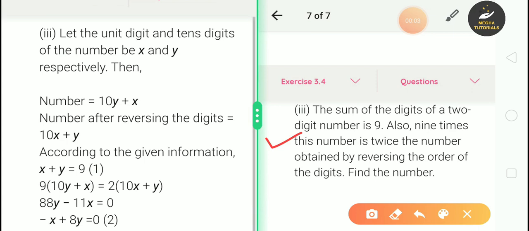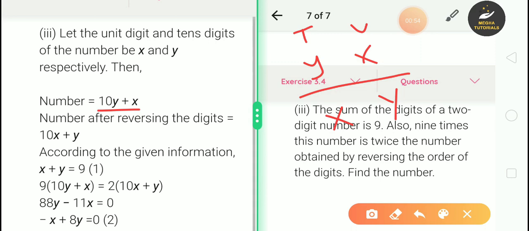Question 3. The sum of the digits of a 2-digit number is 9. Also 9 times this number is twice the number obtained by reversing the order of the digits. So find the number. Okay. Let the unit digit and tens digit of the number be x and y. So unit digit is x and tens digit is y. Then the original number will be 10y plus x. And if you reverse the digits, it means unit digit is y and tens digit is x, then the number after reversing the digits will be 10x plus y.